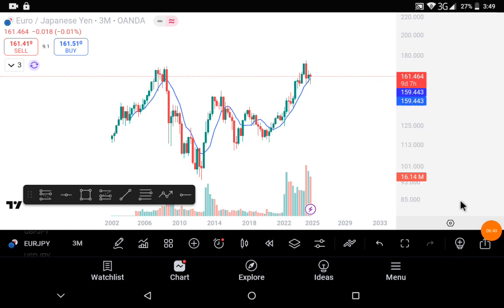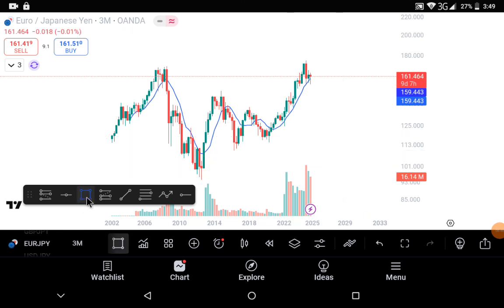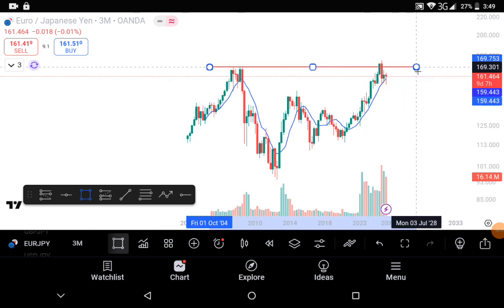Okay, so this is EURJPY. So what can you see here? The first thing I always see, this is a higher time frame, so it will be hard for the price to actually start changing direction. First thing I can see is a resistance zone. This zone is stopping price from going up. That is the first thing I could see.